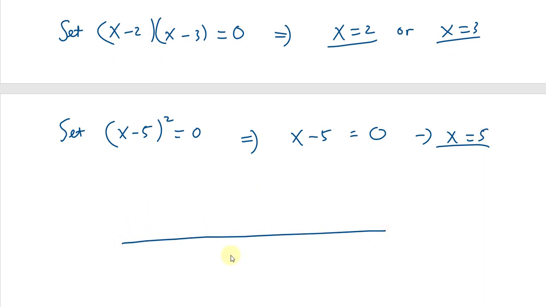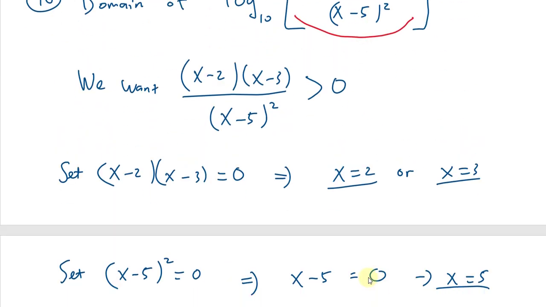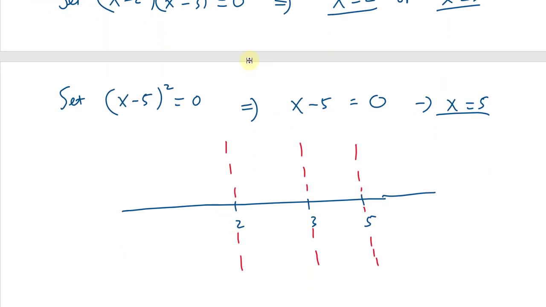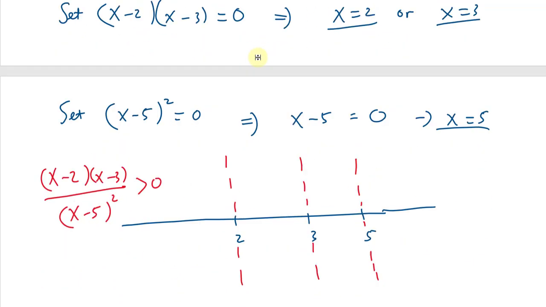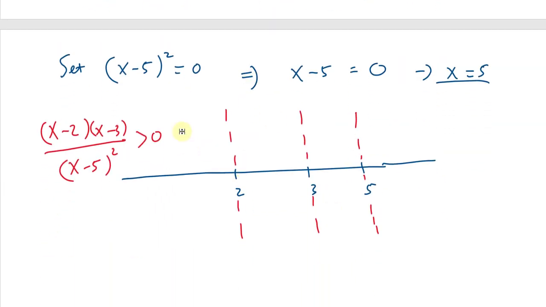So 2, 3, maybe 5 here, right? So we have the regions. Divide this. Now you want this thing, x minus 2, x minus 3, over x minus 5 squared, to be bigger than 0. You are testing for this expression. Okay, so we have the 1, 2, 3, 4 regions.